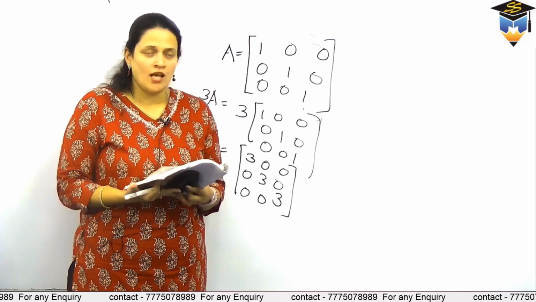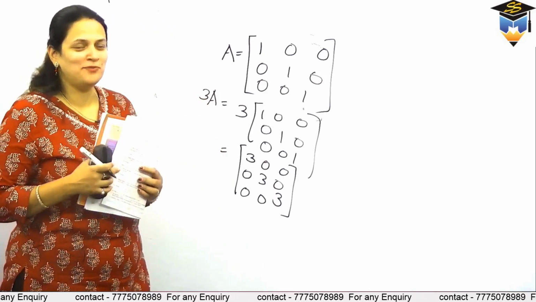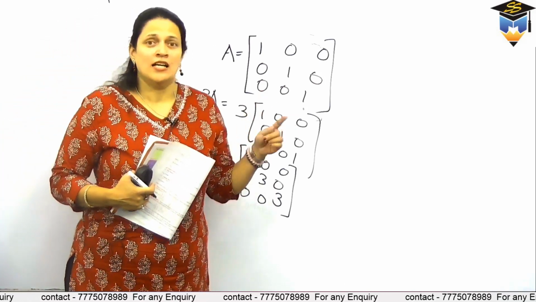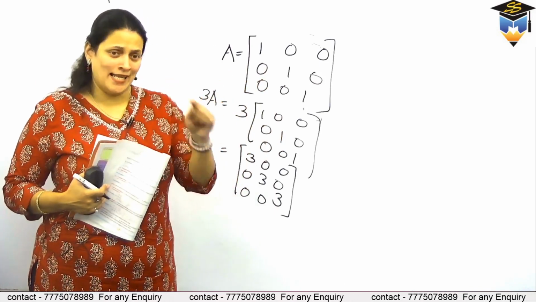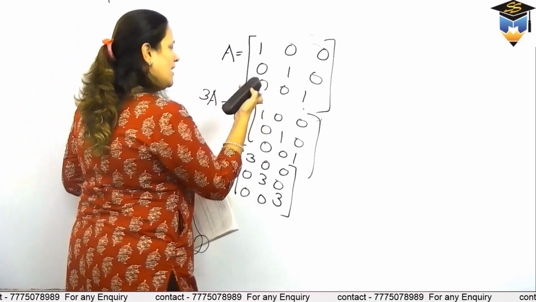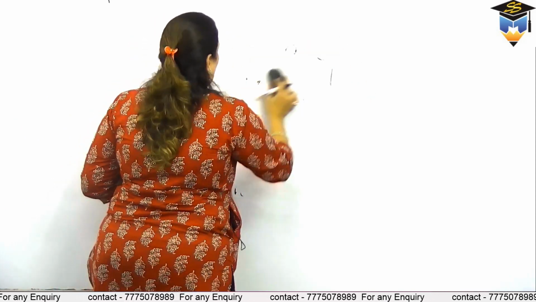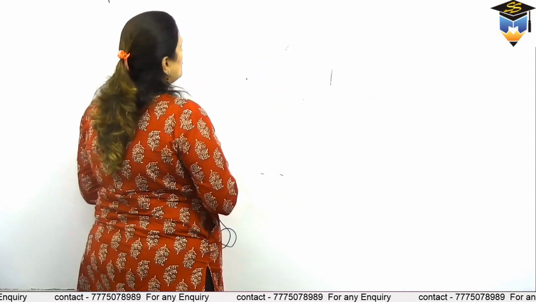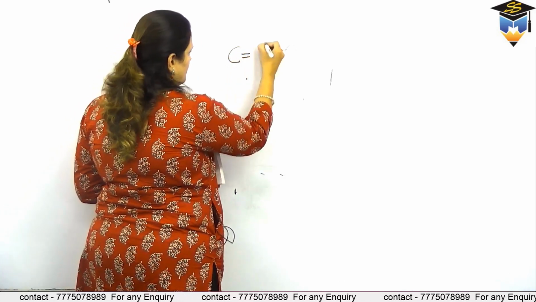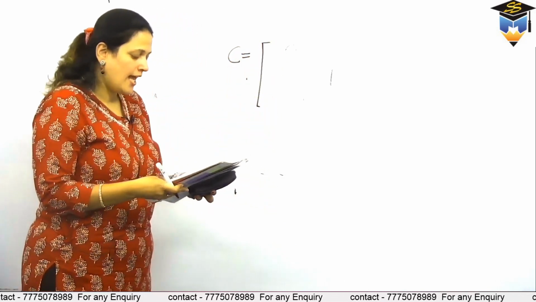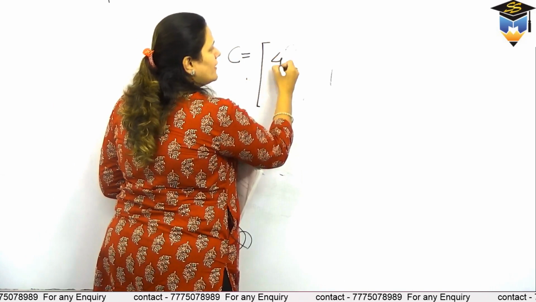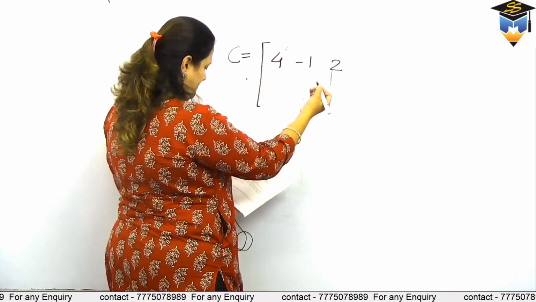Now, yesterday if you remember, I had taught you that whenever the number of rows is less than the number of columns, let me give you an example for this one as well. Suppose there is a matrix called C, and suppose the elements of this matrix are like these.